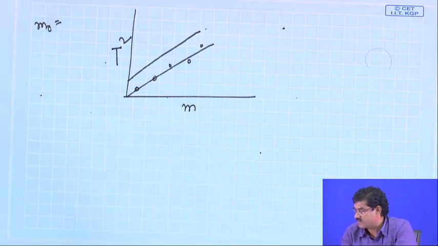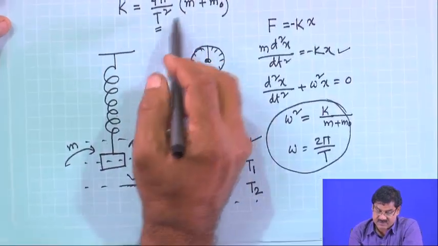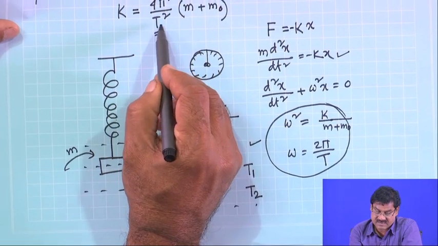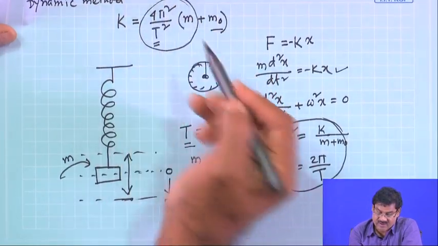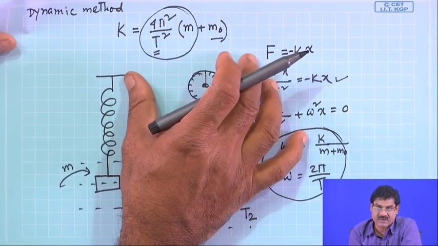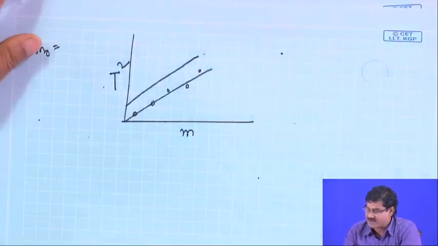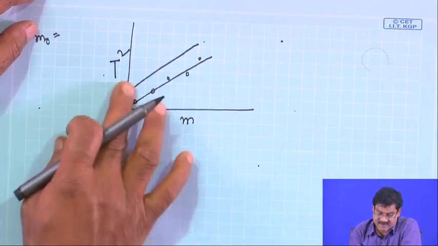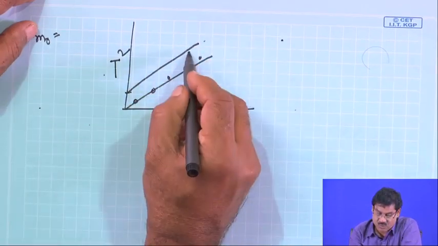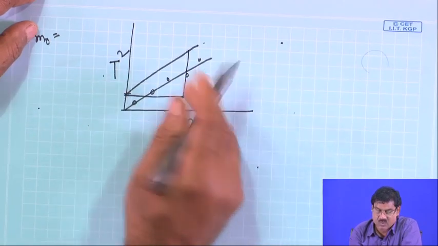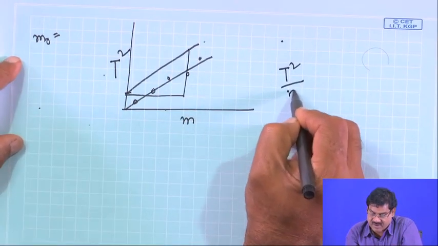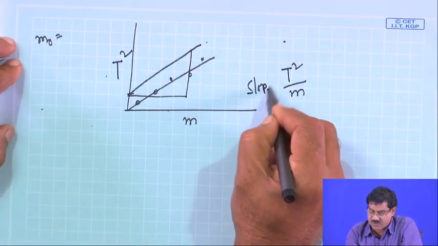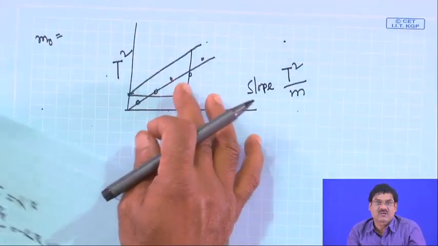I will show you where I have calculated m 0, here. So you are plotting m versus t square. This part, and the other part, 4 pi square m 0 by k, will be constant, so it will intersect the y axis. Either this line or this line you will get, but the slope of both lines is the same. That is basically t square by m, so that will be the slope of this curve.